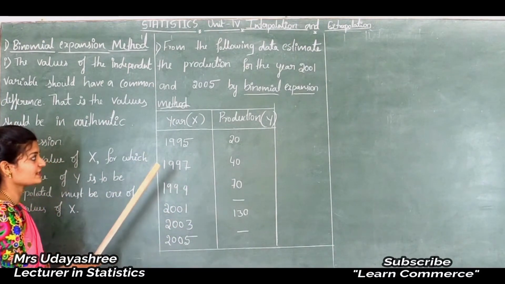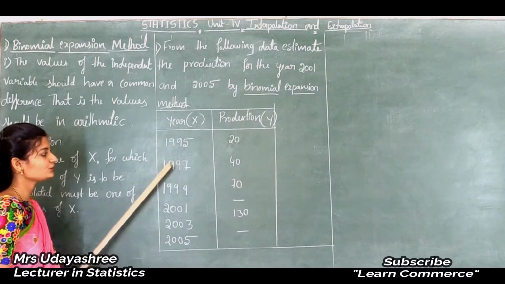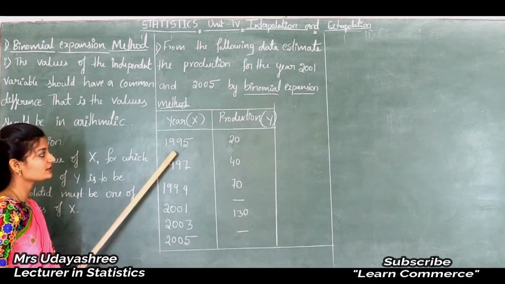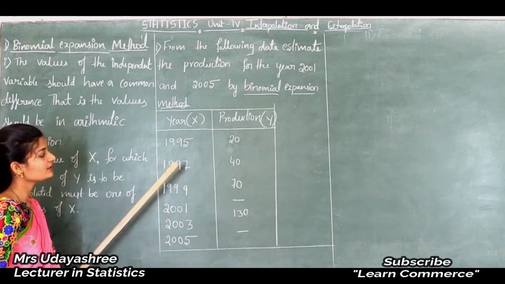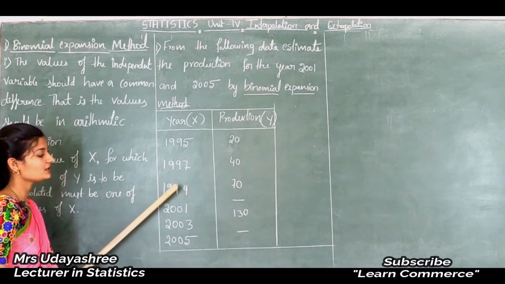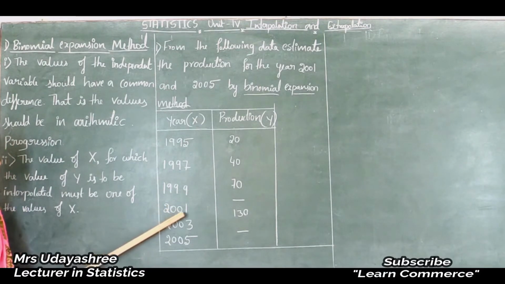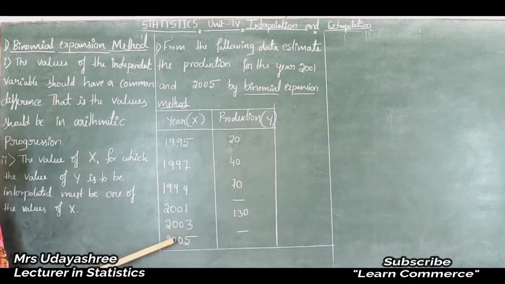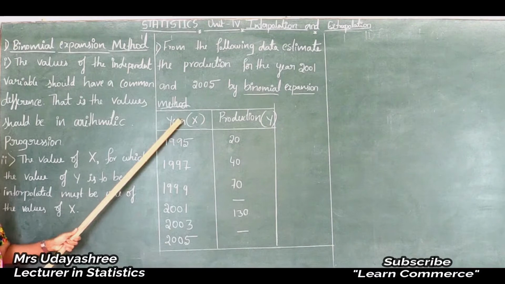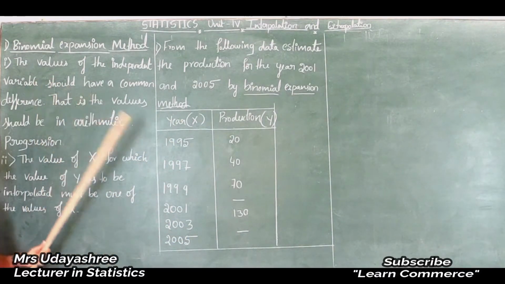Let me check the first condition of the binomial expansion method. From 1995 to 1997 the gap is 2 years, 1997 to 1999 the gap is 2 years, 1999 to 2001 the gap is 2 years, 2001 to 2003 also a 2 year gap, and 2003 to 2005 also a 2 year gap. So in this independent variable the common gap is 2 years. So the first condition is satisfied.